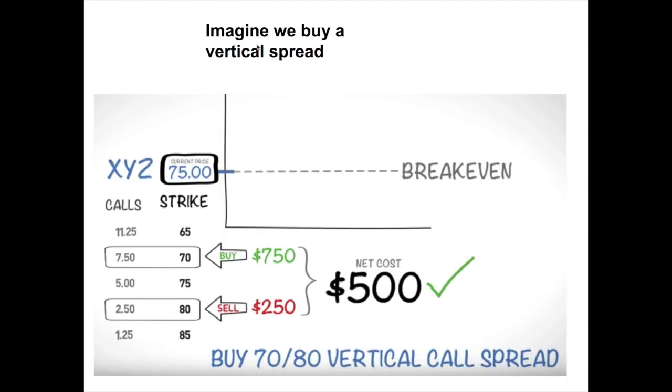So what exactly is a vertical spread or long vertical spread? It's basically a combination of buying a call and selling a call. And what you do is you buy a call which is in the money. So let's just look at this example here.